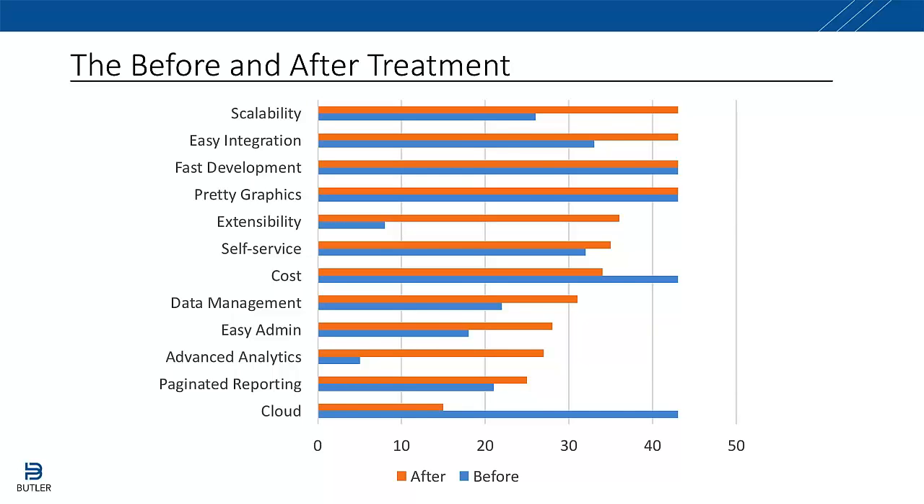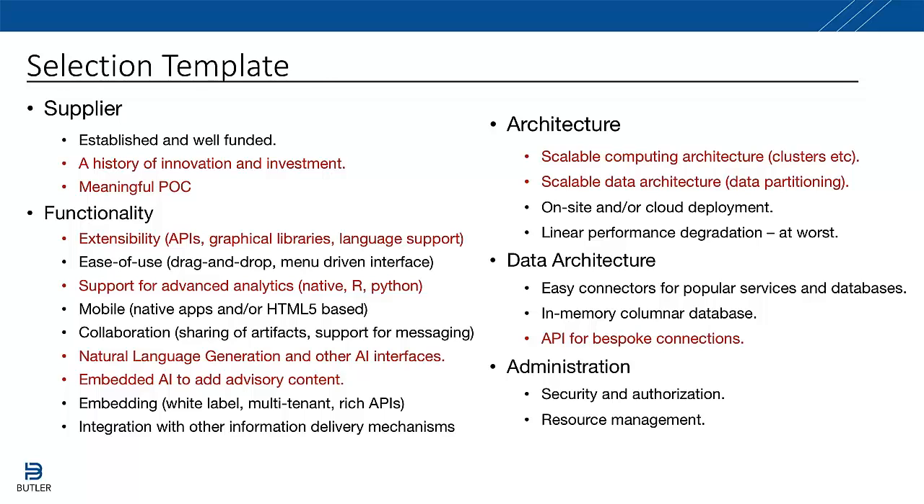So I'm not going to go through all of this because it would just take too long, but these are the most important issues as far as I'm concerned. As far as your supplier is concerned, you have to do a meaningful trial. And you have to see a history of investment in the product, because some products don't move along all that quickly. If you want an example of that, look at IBM Cognos.